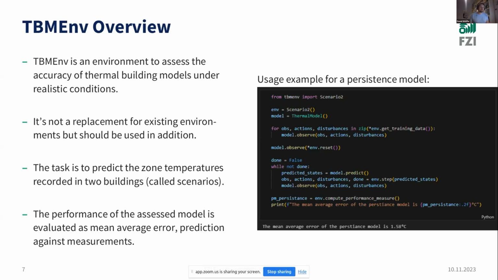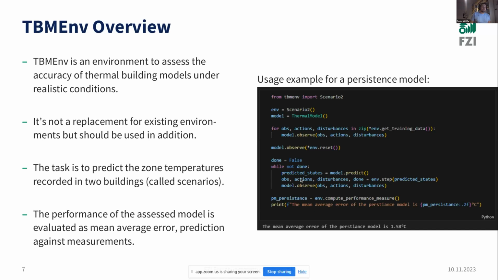If you have a look at how this environment works, we have a classic import phrase. We do have some lines of code where we would train a model. In that case, it's a thermal building model. And then we have the very usual loop, which looks very close to what you know from gym environments. Apart from that, we do not expect our model to predict an action, but instead we want a prediction of future states. In that particular case, we want a prediction of the next 24 hours.